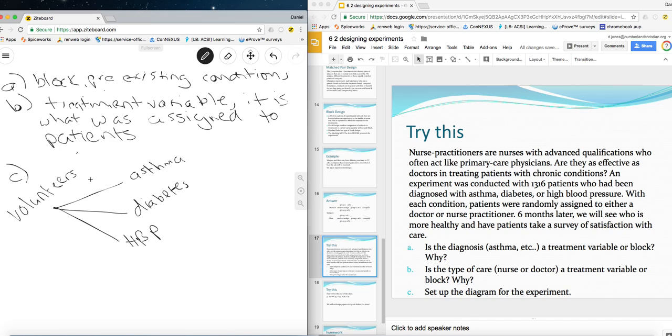I cannot put random here because it's a block. I did not randomly make somebody get asthma or diabetes or high blood pressure. They already had it. It's a pre-existing condition. I just got volunteers who happen to have that. So this does not get the word random on there. Make sure you know that. Each one was then assigned a nurse practitioner or a doctor. So each one gets assigned to one or the other.